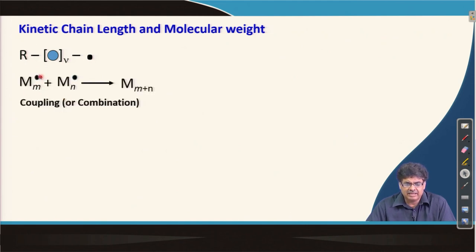Now, if coupling happens, what will happen? In the case of coupling, I have one radical and another radical which combine or couple to give a single polymer chain. So, two kinetic chains or two propagating radicals react with each other and form a single dead polymer chain. So, in this case, if this has n number of monomer units, and in this case also n number of monomer units, then the total m plus n value would be twice n. So, the degree of polymerization would be twice n in this case. Now, what is the number of initiator residues present in this chain?